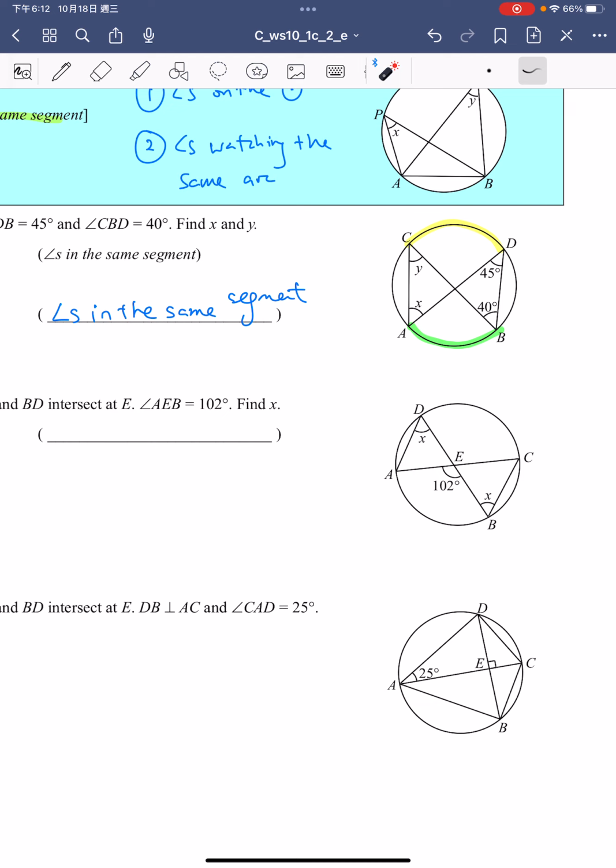First of all, if we look at our x here, which arc is x watching? It's watching this arc AB. If we join ADB, you can definitely see that x is watching this arc AB, isn't it? Is there any other angle watching this arc AB as well? If we join AC together with BC, you can see that this angle is watching the arc AB as well. So now you can say that the angle ACB is equal to x as well.